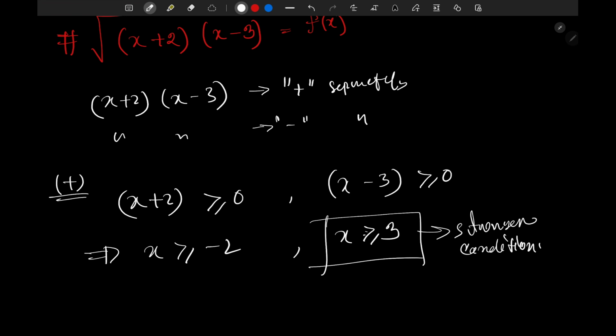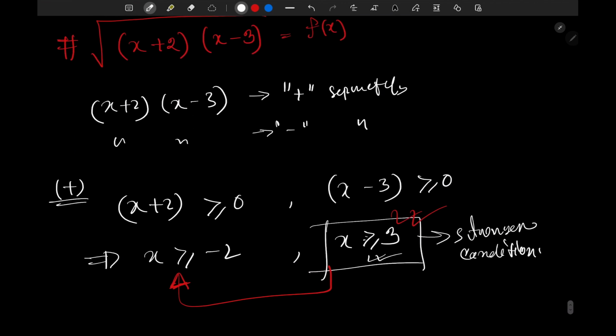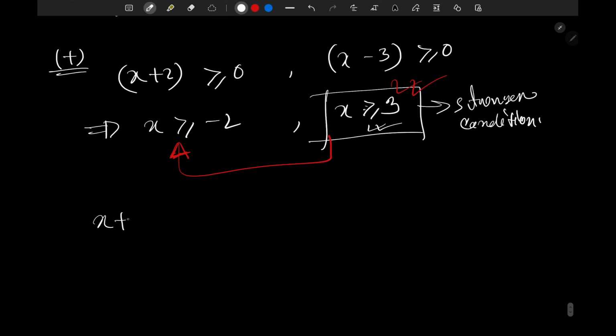And there is a reason I call them stronger conditions, because if this condition over here is satisfied, the weaker one, x is greater or equal to negative 2, gets satisfied automatically. So that's why I call them stronger conditions. Now, this is one condition, we got them, we're very happy about it. Now what we can do, we can demand that both of them are 0 or less than 0, right?